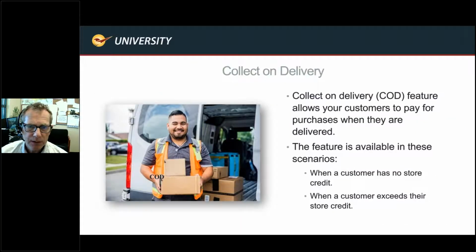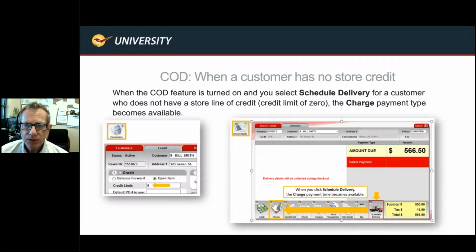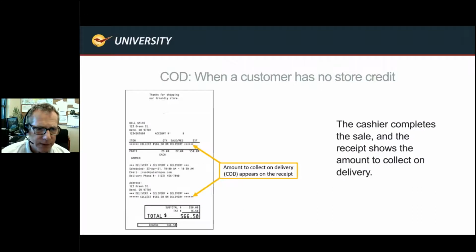Moving on to COD, Collect on Delivery. This feature is available in two scenarios. One, when a customer has no store credit, or two, when a customer that has store credit exceeds their store credit limit. When a customer has no store credit, they'll have the charge button highlighted if you select Schedule Delivery. It'll automatically allow them to charge that temporarily.